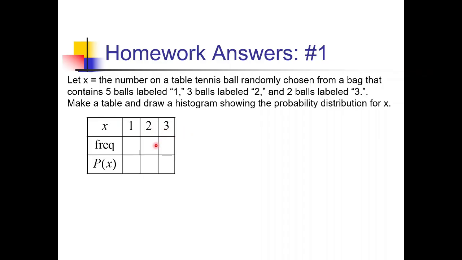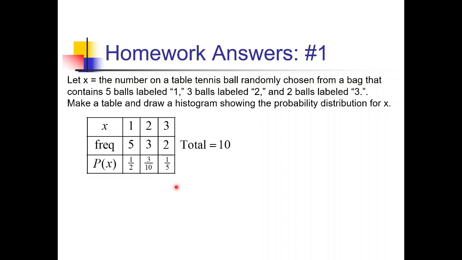That'll be our x, our input for our random variable. And then for the frequency of each of those, they said that there were 5 of the 1s. We had 3 of the 2s and 2 of the 3s, because that's not confusing. And then for the probability, well, these all add up to 10 total tennis balls. So for the 1s we have 5 out of 10, or 1/2. For the 2s we have 3 out of 10. And for the 3s we have 2 out of 10, which we can reduce to 1/5.